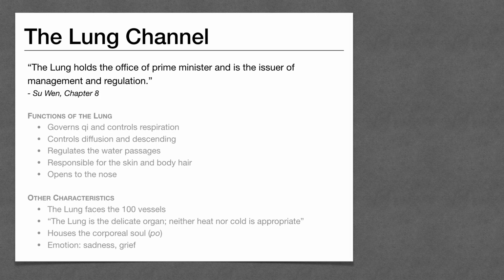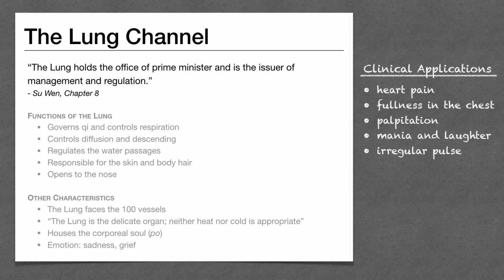Or, as another example, suppose a person is nervous or anxious. Their heart is pounding in their chest, their face turns red, and they start sweating. Well, this person can focus on their breath and regulate their breathing in order to calm themselves down, essentially using their lung to calm their heart shen. So when we start looking at point functions, we'll see examples of this relationship between the lung and the heart. Points on the lung channel can treat certain conditions such as heart pain, fullness in the chest, palpitation, mania and laughter, or an irregular pulse.